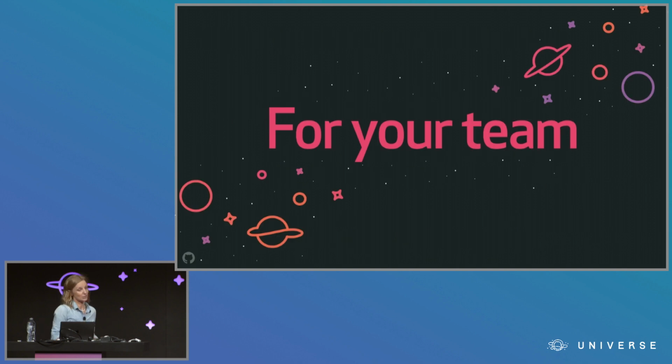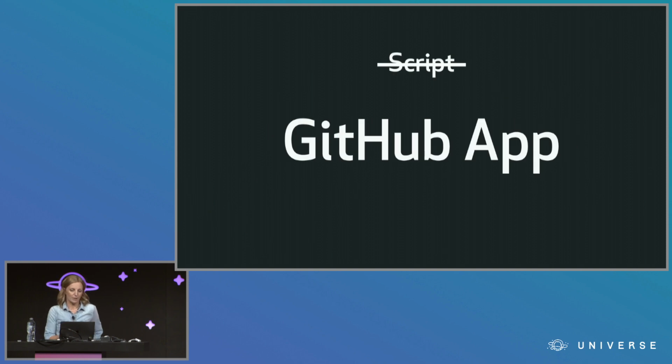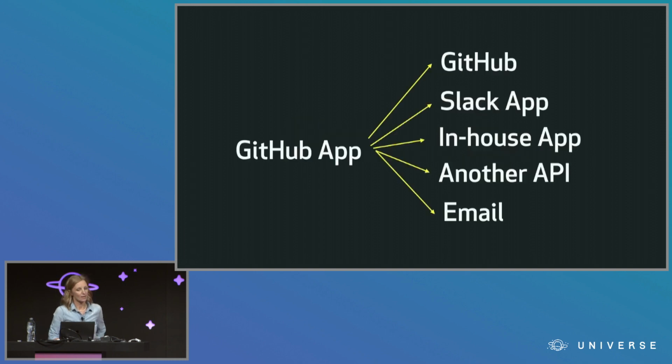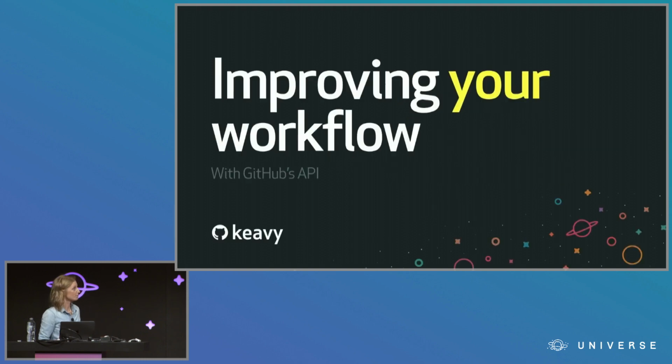Some things that you could use the API for your whole team. Maybe you've outgrown that simple script and have more of a need for multiple scripts or a whole application. Something like a GitHub app could open up possibilities to connect with a whole bunch of other tools. And the keyword here is your workflow. Every company and team is different, and the valuable thing to figure out is how you could reduce friction in your workflow.